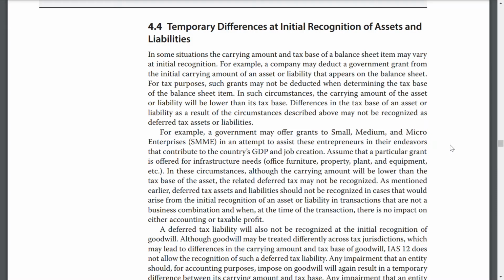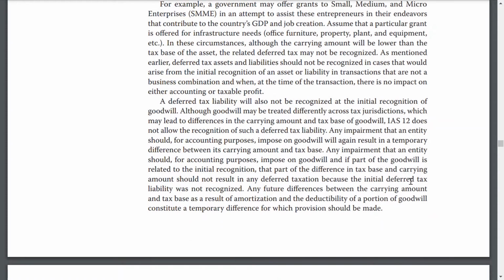As mentioned earlier, deferred tax assets and liabilities should not be recognized in case that would arise from the initial recognition of these assets or liabilities in transactions that are not a business combination, and when at the time of the transaction there is no impact on either accounting or taxable profit. A deferred tax liability will also not be recognized at the initial recognition of goodwill, although goodwill may be treated differently across tax jurisdictions, which may lead to differences in the carrying amount and tax base of goodwill. IAS 12 does not allow the recognition of such a deferred tax liability.